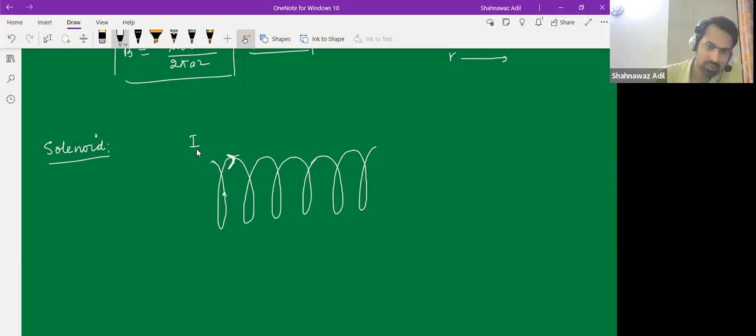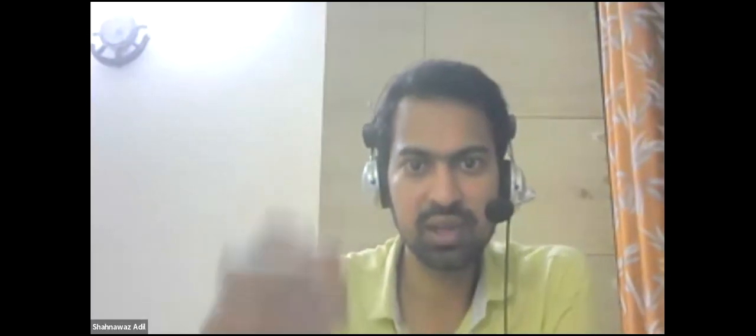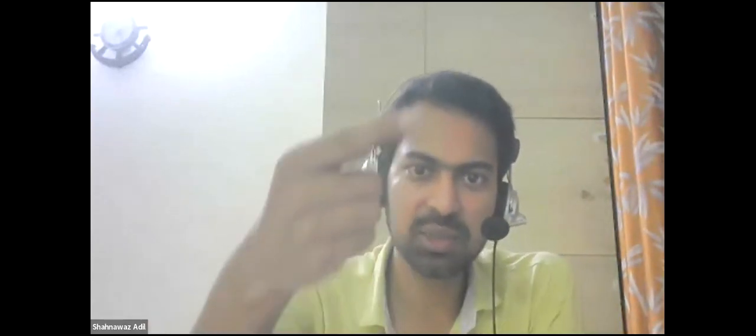So this is like this. It is coming out, right? So it is coming out. Okay, so it is going into the screen and coming out of this screen, right? So what would be the direction of magnetic field? You guys tell. Using the right hand thumb rule, what would be the direction of magnetic field?